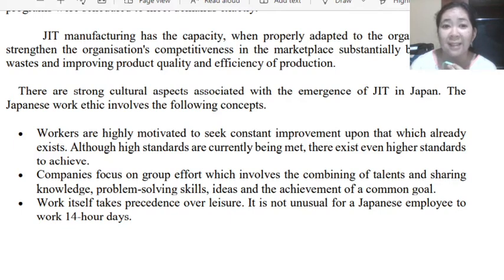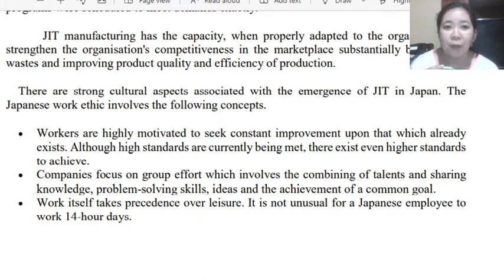So although high standards are currently being met, there exist even higher standards to achieve, meaning they are not yet satisfied with the current performance that they are providing. So they continually seek improvement. That's why probably the just-in-time concept was created and has become a tool for success for Japanese manufacturing firms.